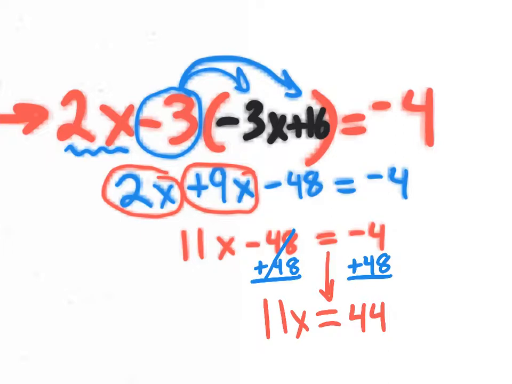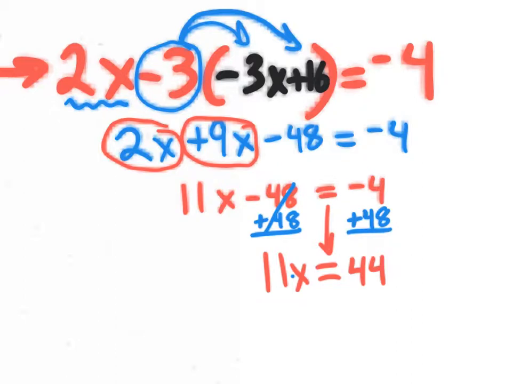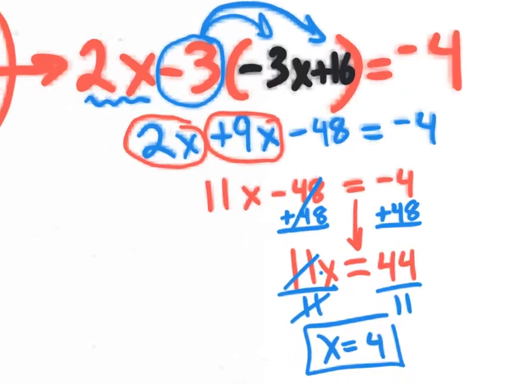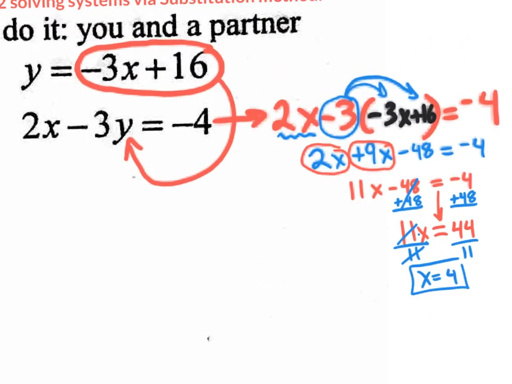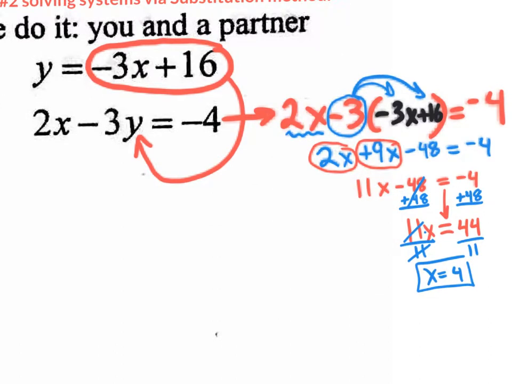My final step is to get rid of the multiplication of 11 in front of the x. So I do that by dividing by 11. What you do to one side, you do to the other side. X equals 4. Beautiful. We have one answer. We still need the other. How do we get the other answer? You simply plug it back in to any equation you want.